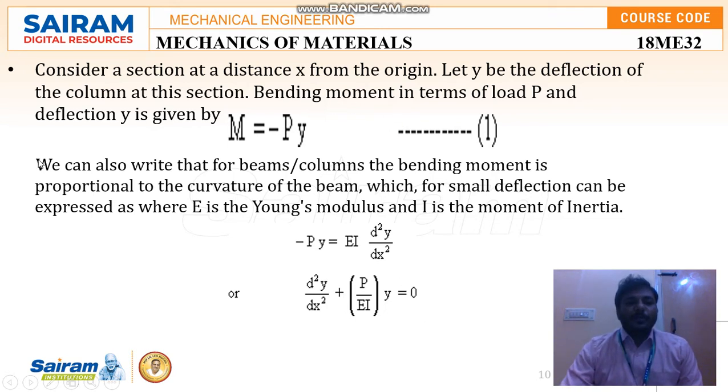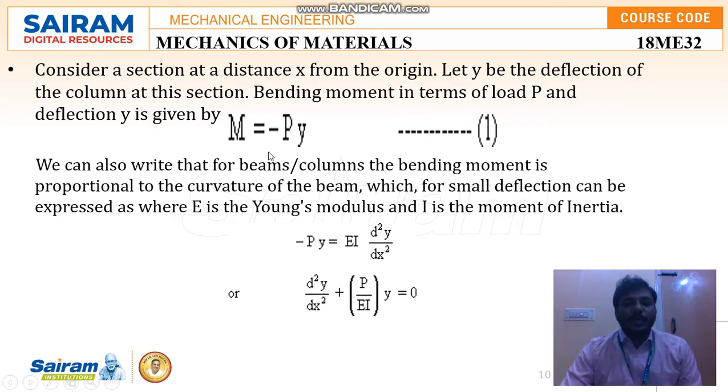Now for beams or columns, the bending moment is proportional to the curvature of the beam, which for small deflections can be expressed as M equals E I times d square y by dx square, where E is the Young's modulus and I is the moment of inertia. This is how we write it for columns when the bending moment is proportional to the curvature of the beam.